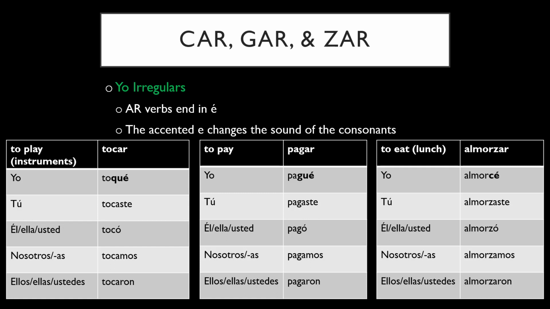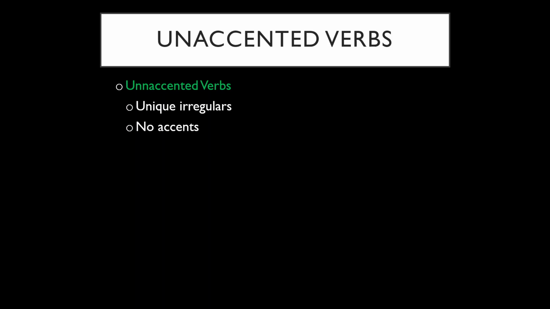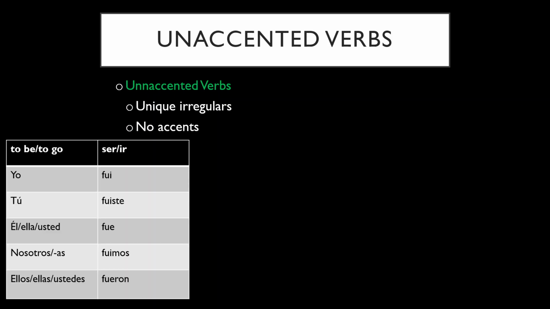Our last category of irregulars is what I like to call unaccented verbs. These are verbs that are separated into their own category because they are simply different. Our first two verbs that are actually conjugated the same way are ser and ir. Both of these verbs are conjugated the same way in the preterite despite having different meanings. The conjugations are fui, fuiste, fue, fuimos, and fueron.